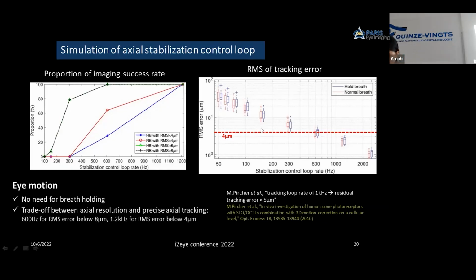And then if we can have a trade-off in the axis resolution, so if we want to have the RMS error below 8 microns, we need to have 600 Hz for the axial tracking loop rate, and it should be enough for the real-time correction.